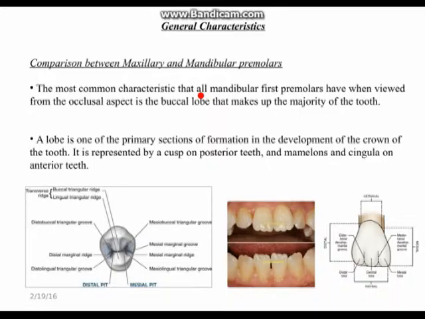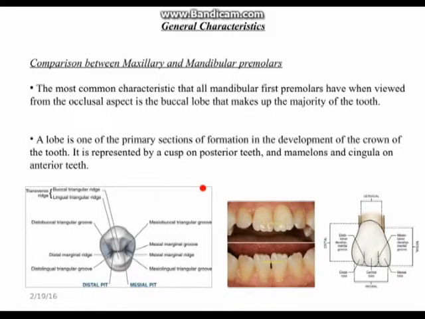The most common characteristic that all mandibular first premolars have when viewed from the occlusal aspect is that the buccal lobe makes up the majority of the tooth. So the buccal lobe over here, you can see it takes up the majority of the tooth. This is the buccal cusp right here, and this is the lobe. And it takes up the majority of the tooth, that's true, because it's way bigger than the lingual lobe.